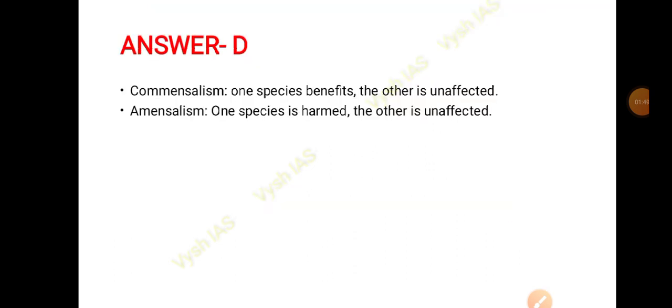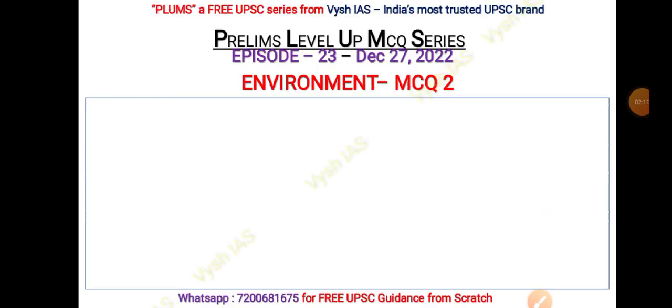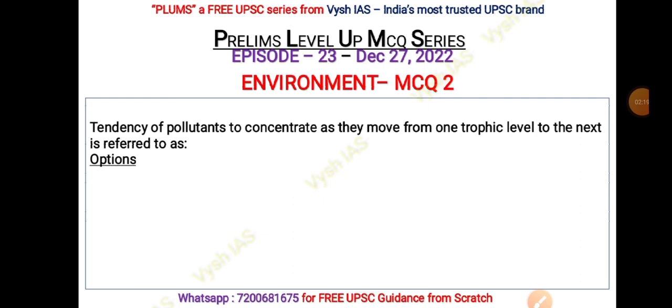It is D. What happens is, in commensalism, one species is benefited but the other one is unaffected, and in amensalism, one species is harmed but the other one is unaffected. So in both the cases, how they are common is the other species is always unaffected, but in commensalism one gets benefited and in amensalism one gets harmed, right? So that is the difference, and the commonality is the other species is always unaffected.